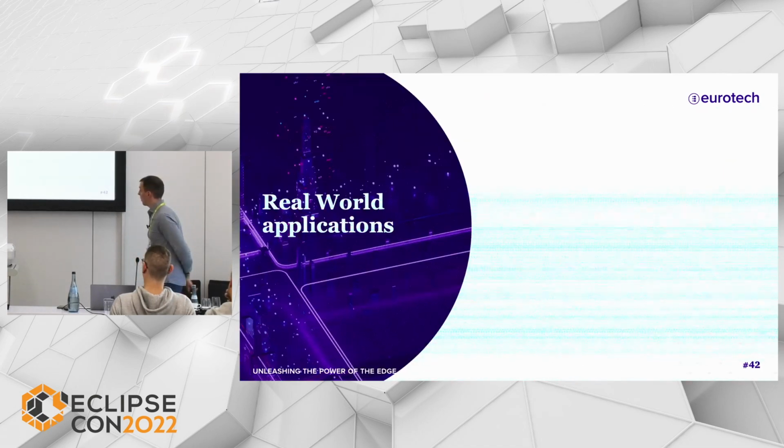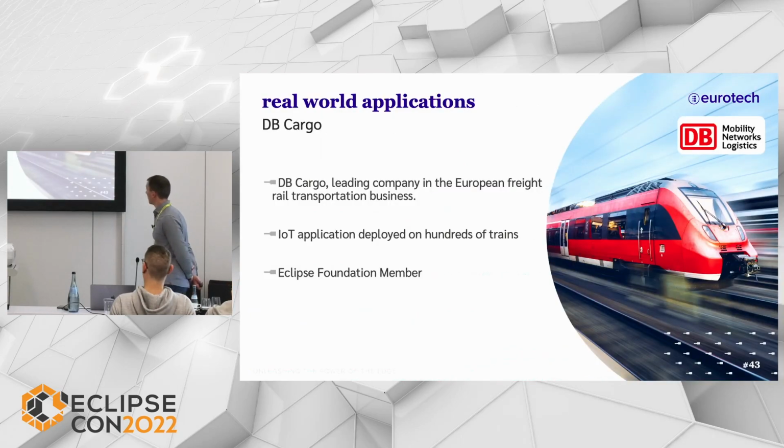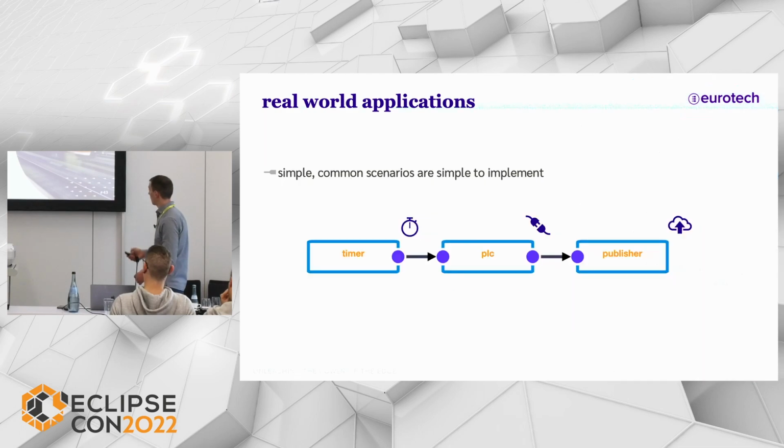So let's see now how this is used in the field. One use case that I want to mention is DB Cargo, which is a leading company in the European freight rail transportation business that wanted to get real-time insight into the status of their fleet. And we've been able to address these requirements with Eclipse Kura Wires. We have an application deployed on hundreds of trains. This is interesting also because Deutsche Bahn is also an Eclipse Foundation member, and it was really important for them to have an open solution, both open source and also configurable and extensible.